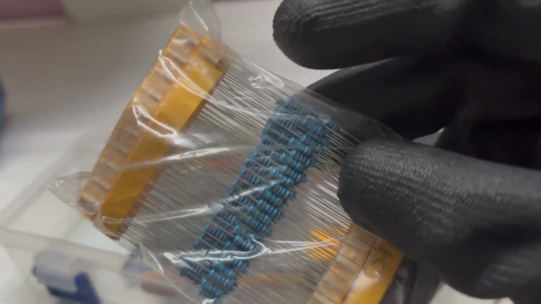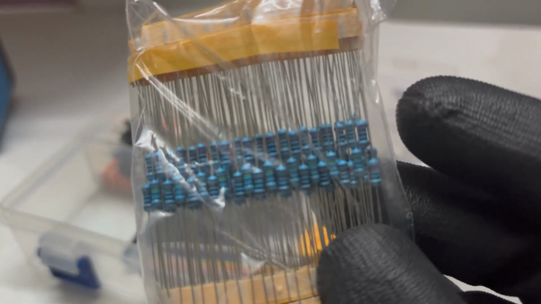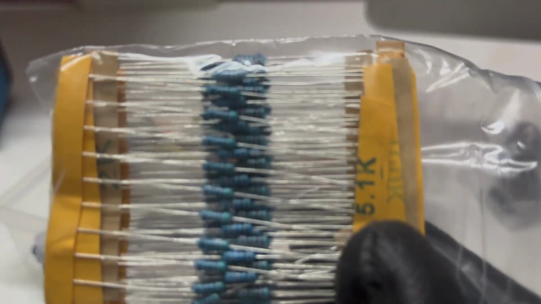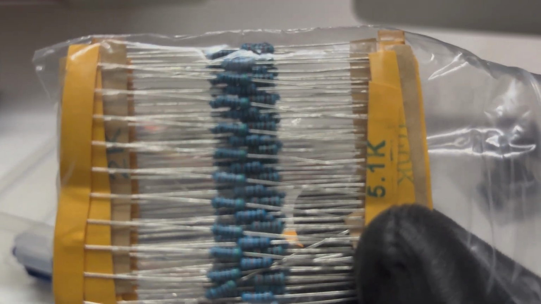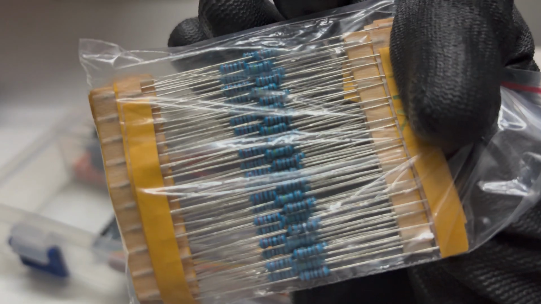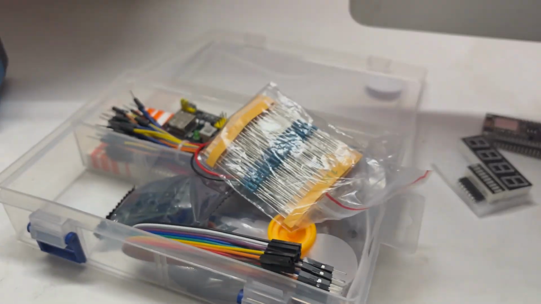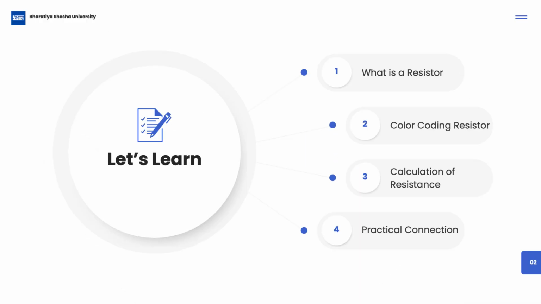So these are resistors. We are going to take a look at how these work, what the types of resistors are, and how the color coding works. You can see there are strips or lines on the resistor. We are going to learn about them in this video. Let's start. Let's move forward.